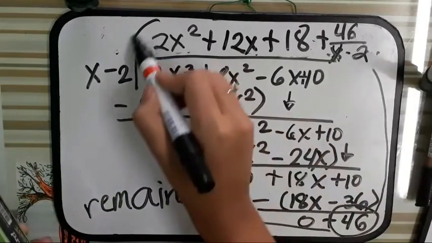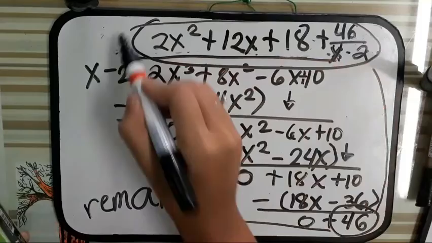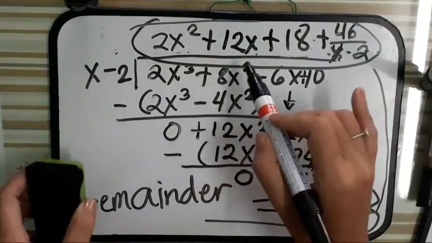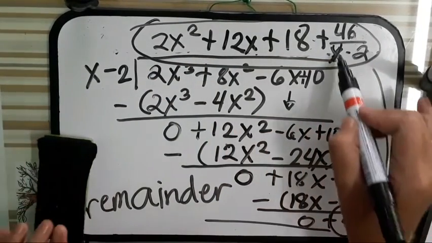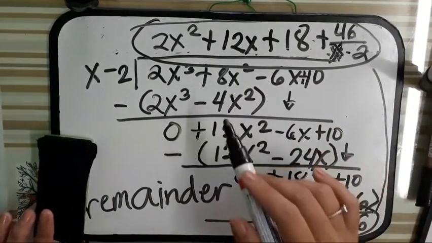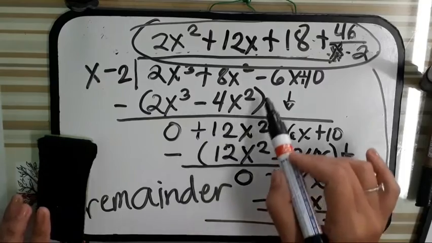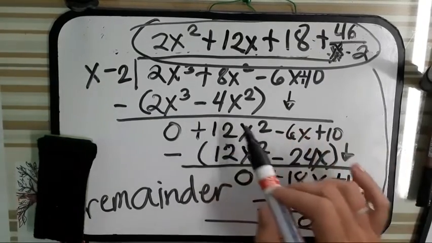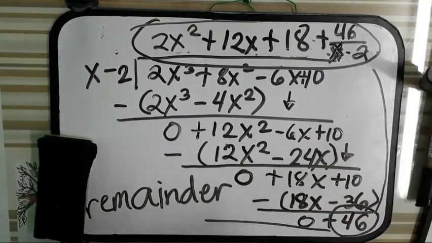So, therefore, this is the solution for our example. 2x squared plus 12x plus 18 plus 46 over x minus 2 is our answer for 2x cubed plus 8x squared minus 6x plus 10 divided by x minus 2.